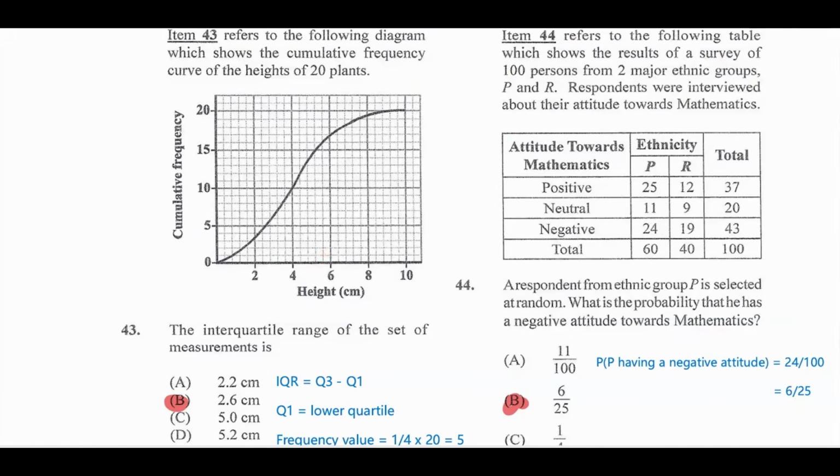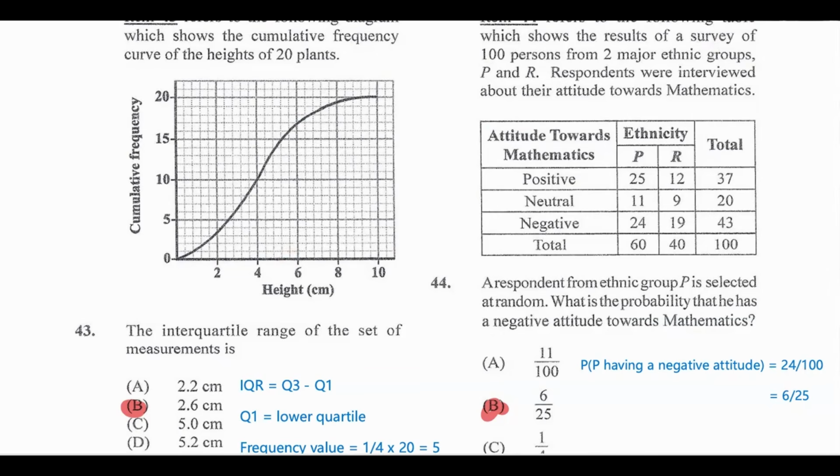44 is a lot to read. I will say this. For the following table, it shows the results of a survey of 100 persons from 2 major ethnic groups, P and R, interviewed for their attitude towards maths. A person from the ethnic group P is selected at random. What's the probability that he has a negative attitude towards maths?